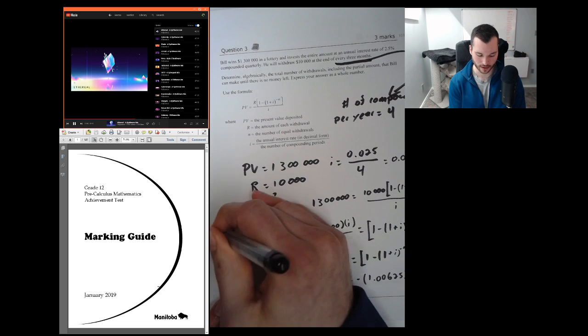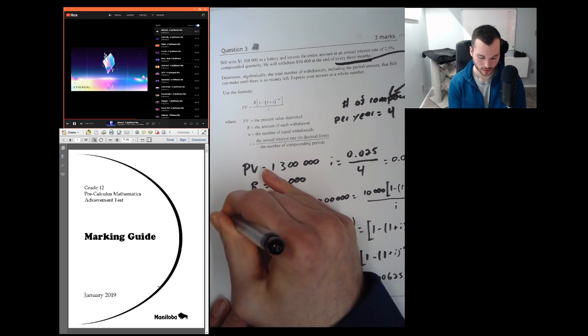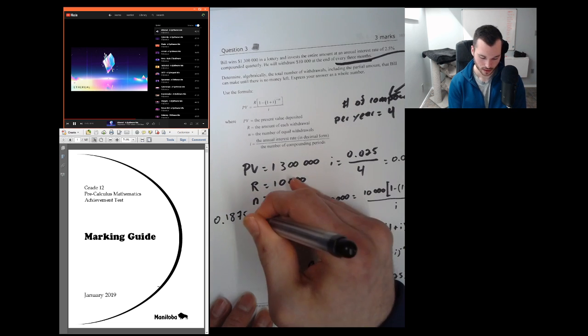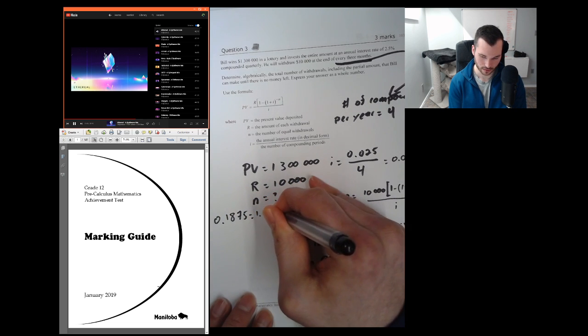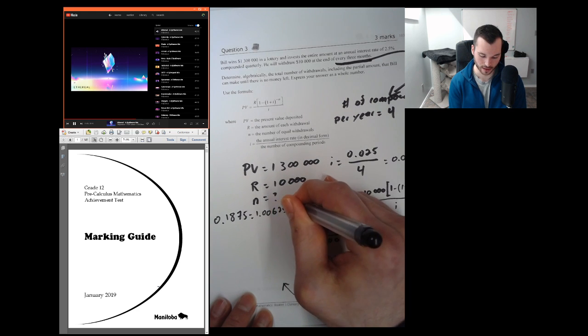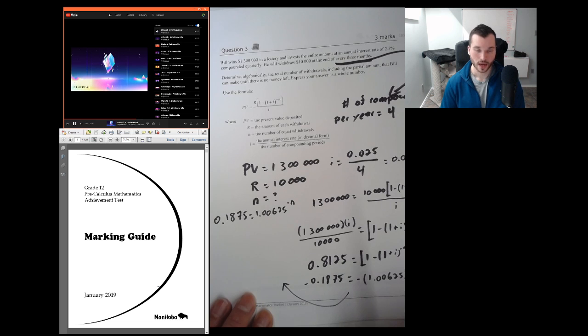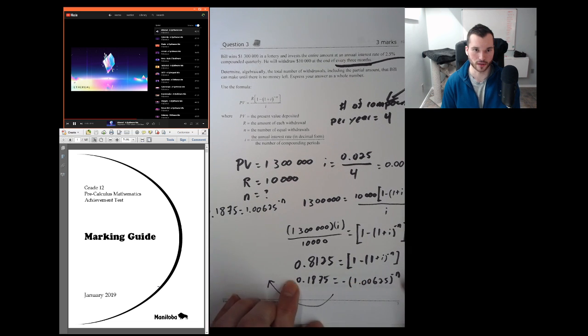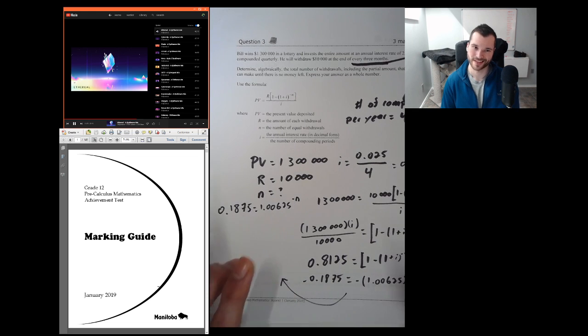But anyways, we're going to have 0.1875 equals 1.00625 to the power of negative n, just like that. I just took away the negative on both sides. So you can see the negative over here, the negative there. I just canceled them out to get this. We're almost there. Not quite, we're almost there.